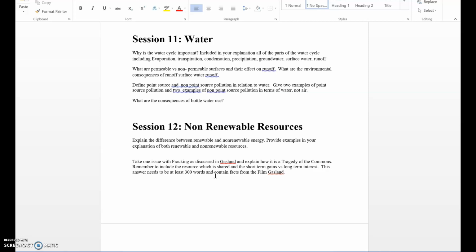Then I want you to take one issue with fracking as discussed in Gasland and explain how it is a tragedy of the commons. Remember to include the resource which is shared and the short-term gains versus the long-term interest. This answer needs to be at least 300 words and contain facts from the film Gasland. So I want you to make sure you follow that. I really want you to tell me what the short-term gain is, and what the long-term consequences are to society of us fracking for natural gas.